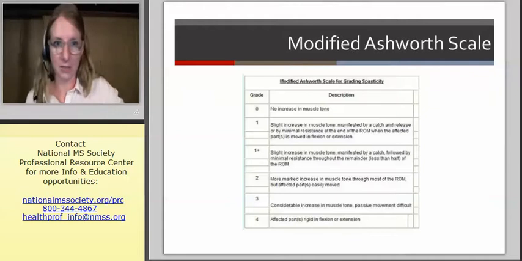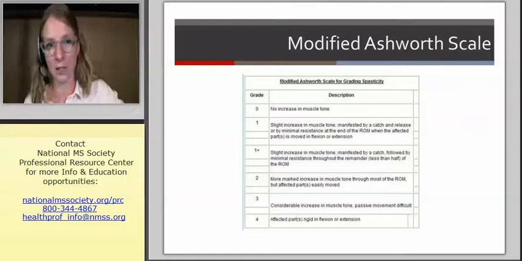And I apologize for this slide. It looked fabulous on my screen. It's not looking so fabulous on this screen. If you need me to, if you email me, I also can send you a direct link. This is the Modified Ashworth scale.